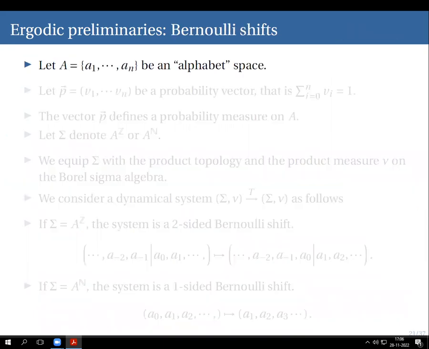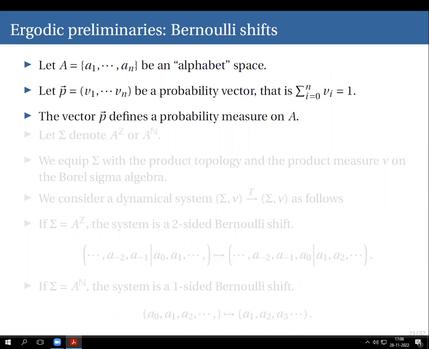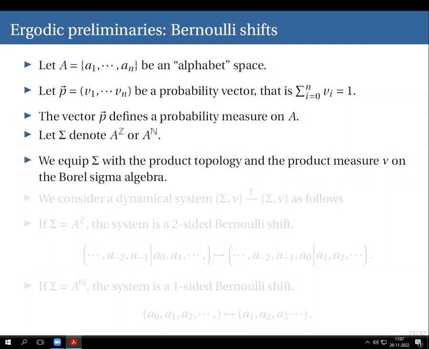So the ergodic tool in our approach is what's called Bernoulli shifts. If you have a finite set of alphabets, A1 to AN, and a probability vector, so a vector v1 up to vn with entries between 0 and 1, with the property that the vi's sum up to 1, then this vector defines a probability measure on this finite set. But you can also look at this Bernoulli scheme, which is the Cartesian product A to the Z or A to the N. You can equip it with the product topology and the product measure, so you get this Borel sigma algebra.